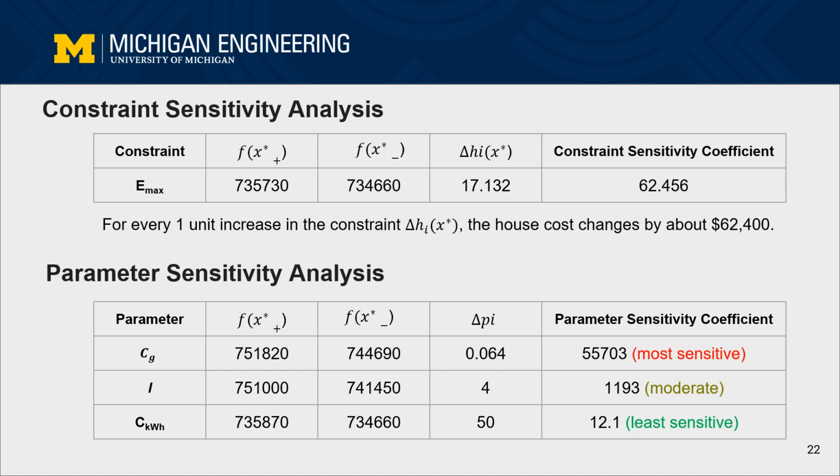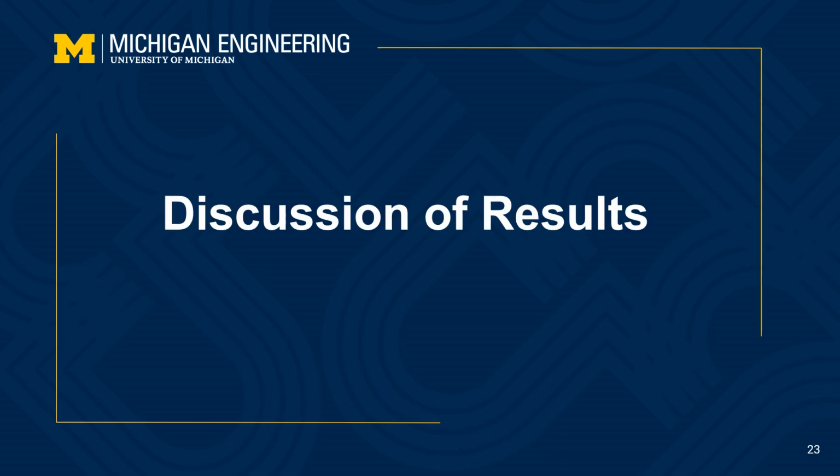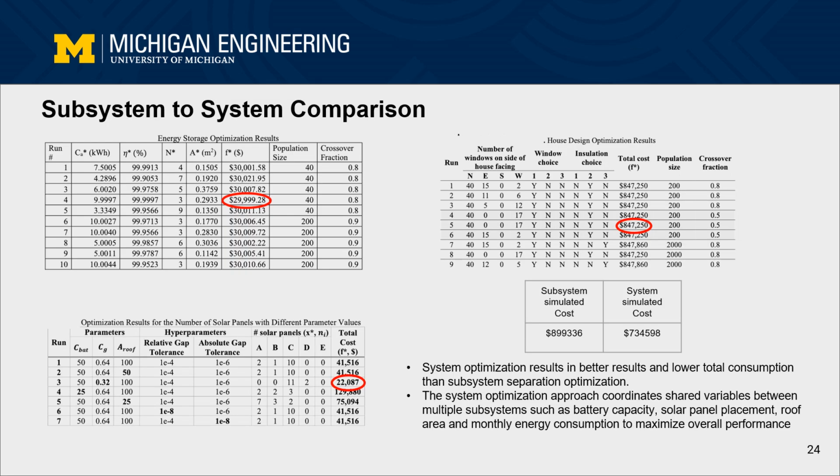For the parameter sensitivity, our system is most sensitive to CG, the grid electricity cost, with a parameter sensitivity coefficient of 55,703. A tiny change in cost per kilowatt hour from the grid leads to a huge swing in the total house cost. Next in sensitivity impact is the house length with a parameter sensitivity coefficient of 1,193. Last, the parameter sensitivity coefficient for the battery cost per kilowatt hour is 12.1, which means a $50 change in cost per kilowatt hour leads to an increase of only $1,210 to the total house cost.